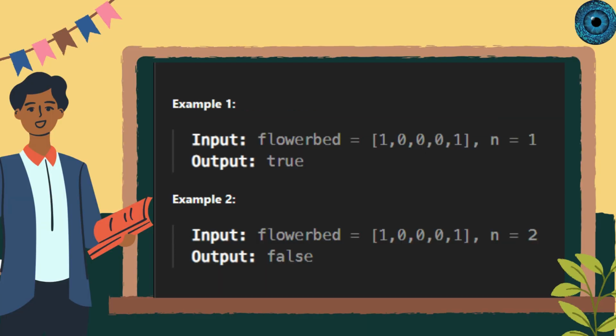In the first example, your goal is to see if you can add just one more flower without breaking the rule that no two flowers can be next to each other. With the arrangement 1, 0, 0, 1, you can indeed plant a flower in the middle spot, so the answer is true. However, in the second example, you want to add 2 flowers to the same arrangement. Since there isn't enough space between the flowers to place 2 more without having them adjacent to each other, it's impossible to meet this requirement. Thus, the answer is false.